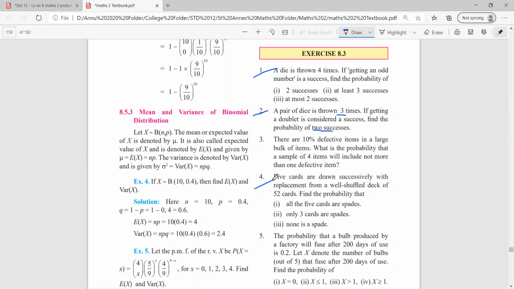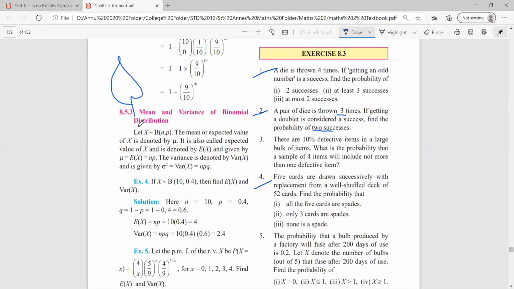5 cards are drawn successively with replacement from a well-shuffled deck of 52 cards. Find the probability that all the 5 cards are spade, only 3 cards are spades, none is a spade. Now class, this you all should know. In 52 cards, there are 4 different options available, 2 red, 2 black. Red includes diamond and heart. Black includes spade and club.